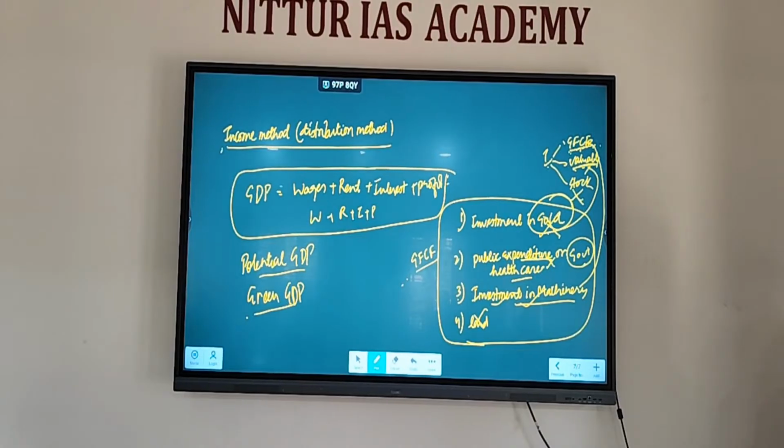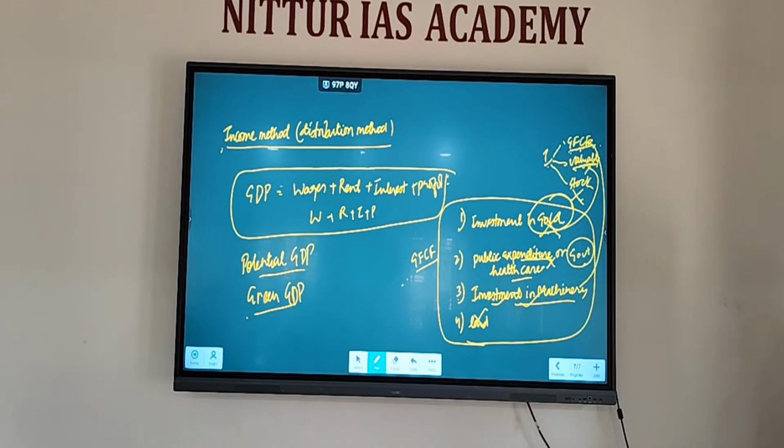GDP measures the final goods and services that we are producing. How much capability we have to produce final goods and services is going to be called potential GDP. How much capability, how much capacity we have to produce goods and services, that is called potential GDP.